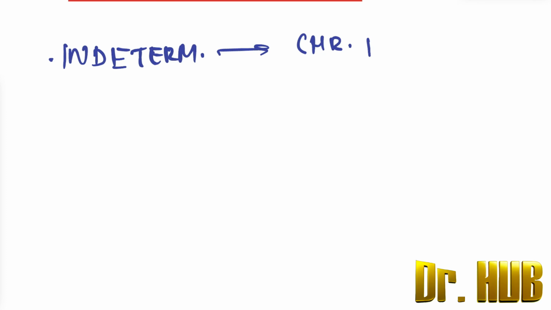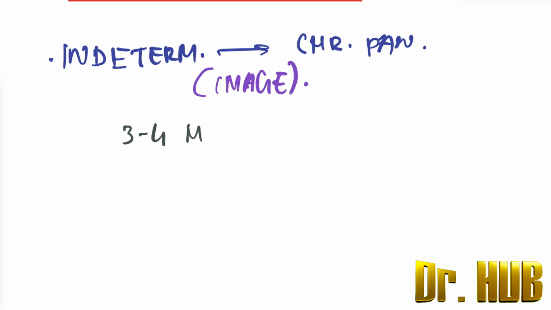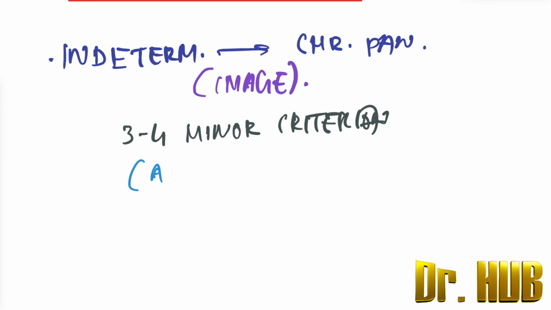Next, let's look at the indeterminate. Indeterminate for chronic pancreatitis basically requires imaging for confirmation. It includes the 3 to 4 minor criteria, and this is in absence of the major criteria.